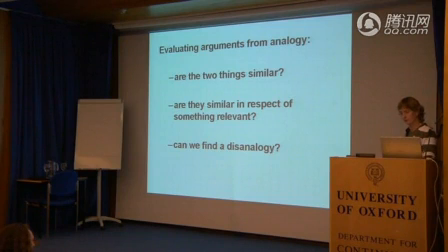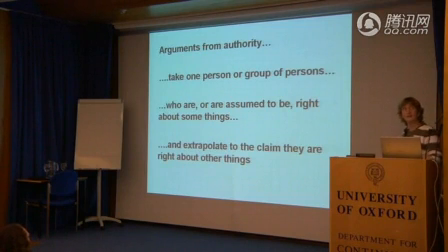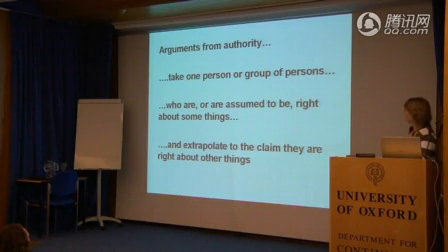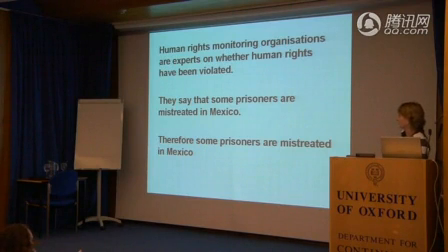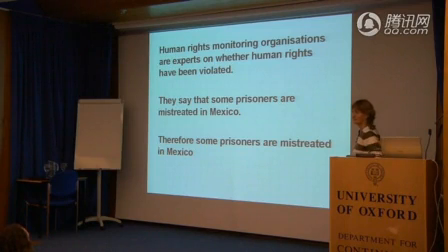Let's finally look at arguments from authority, which take one person or a group of persons who are, or are assumed to be, right about some things, and they extrapolate to the claim that they're right about other things. So, human rights monitoring organizations are experts on whether human rights have been violated. They say that some prisoners are mistreated in Mexico, therefore some prisoners are mistreated in Mexico. What do we need to ask about this?